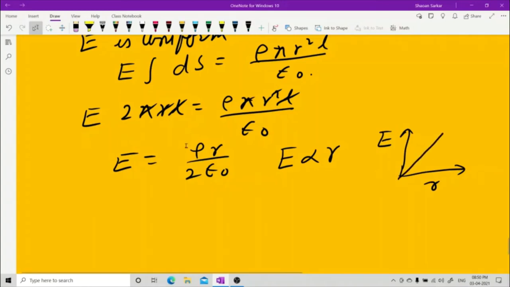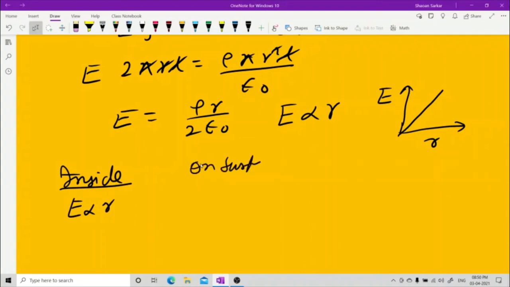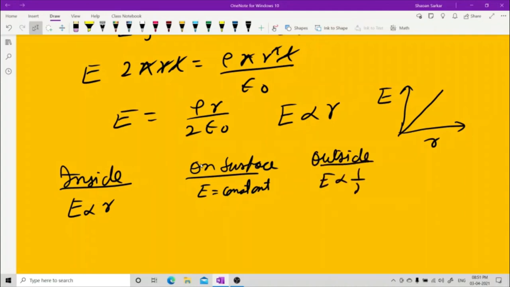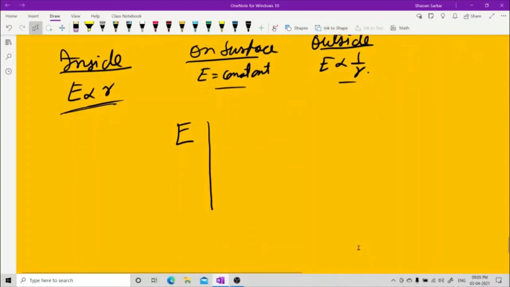So combining all the three results, inside, at the surface and outside, if I draw the graph: inside, E is directly proportional to r. On the surface, E is constant. And outside, E is inversely proportional to r. So combining all the three results, let me take more space, if you draw the graph of E versus r.